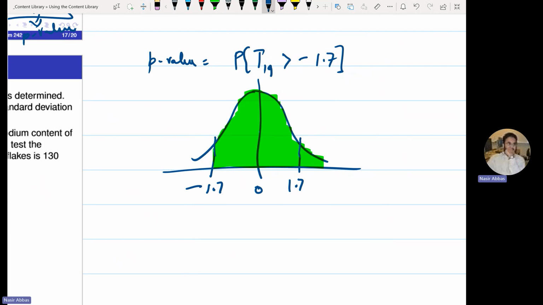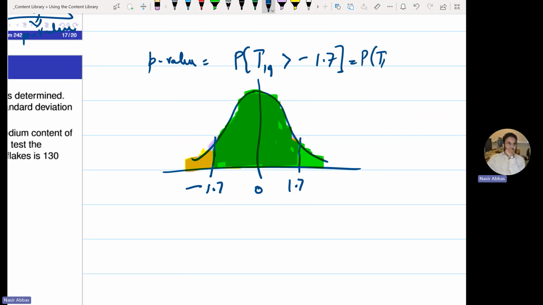Again, that is using what? Using the symmetry. Look here. We are saying that the area above minus 1.7 is the same as the area below 1.7. But when you use the symmetry, you will get into this situation.